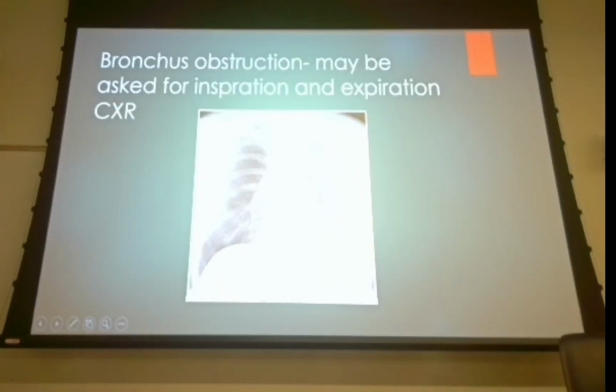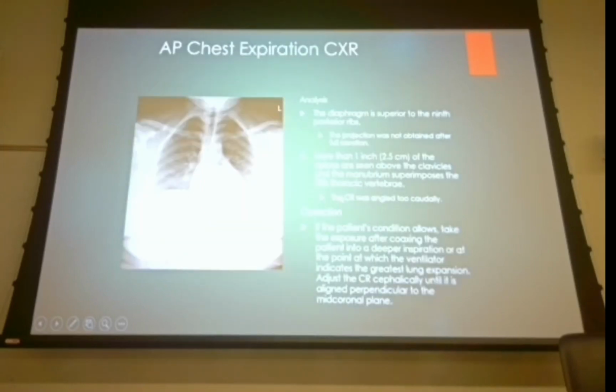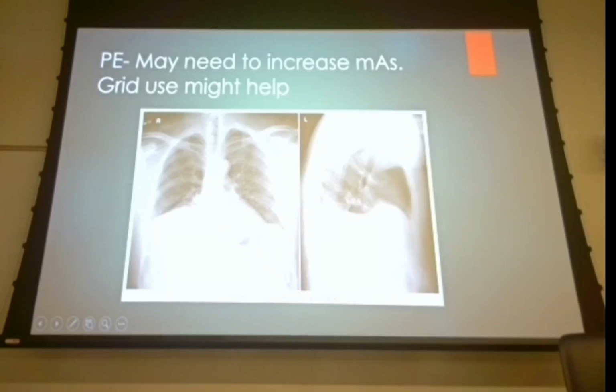So, bronchial obstruction. I don't know the history on this one, but you can see that this diaphragm should be lower than that one, because it's the left diaphragm. I don't know if that's a pathologic obstruction. It doesn't really look like a foreign body. Could be, but it just doesn't look like one. Expiration, we talked about that.